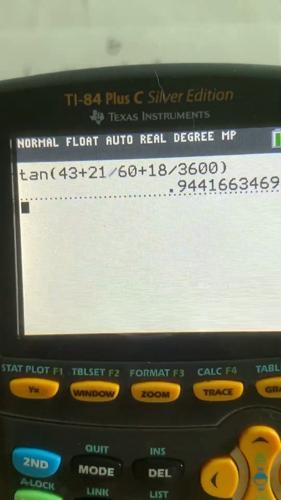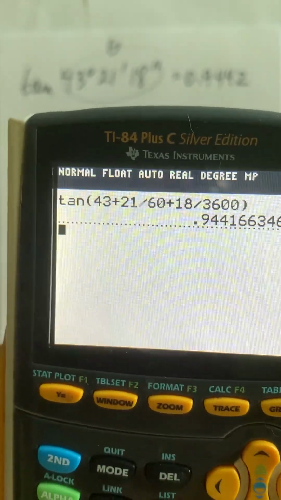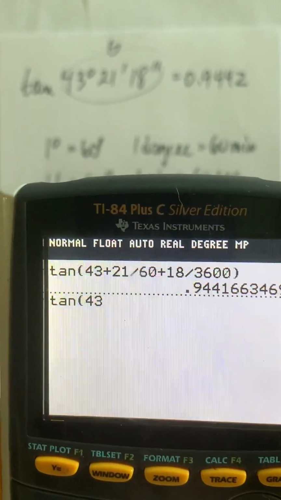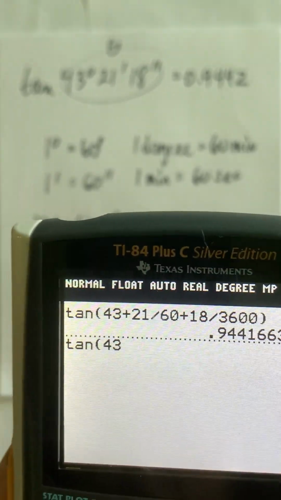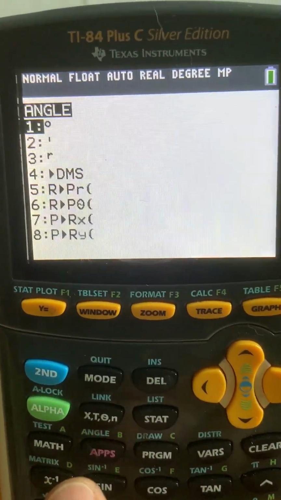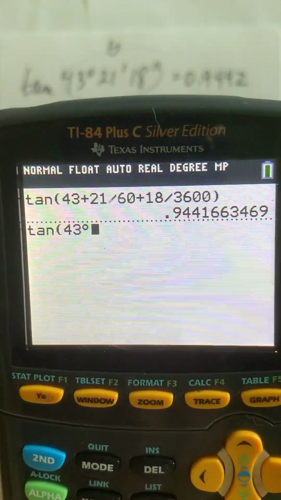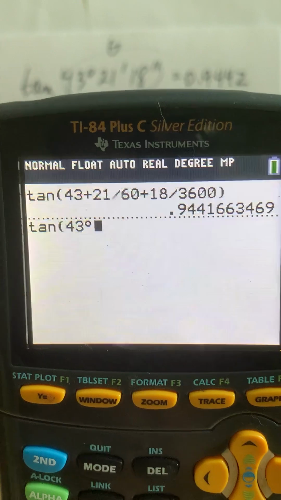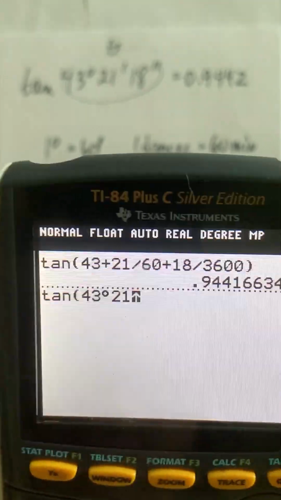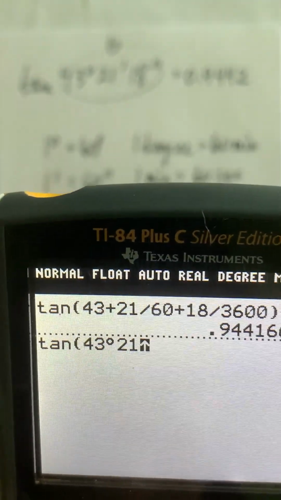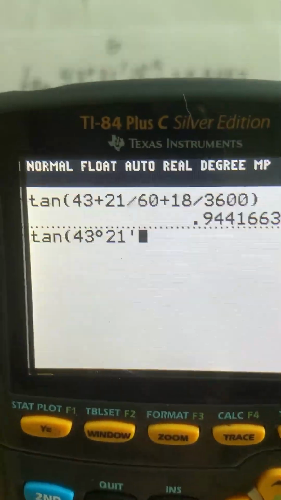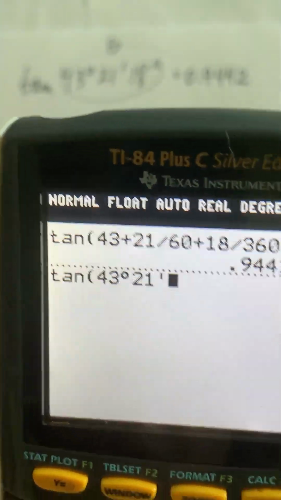Now, if I did this the other way, using the functions on your calculator, I would say tangent of 43, but then I have to tell the calculator what each number represents. That part's the whole degree. So I go to second, angle, and I choose degree. Then I put in the 21, and I want to say minutes. So I go second, angle, and I choose number 2. So I tell the calculator that number 21 is minutes.